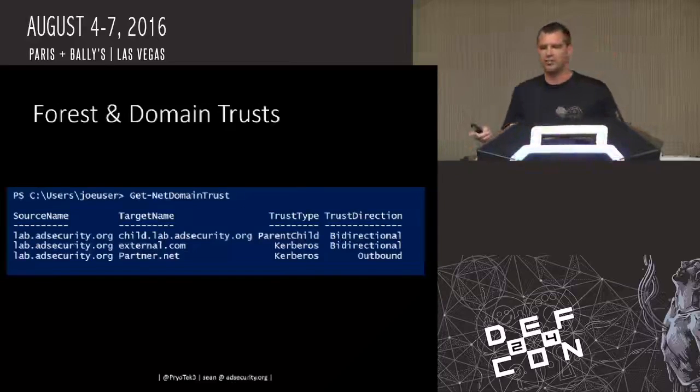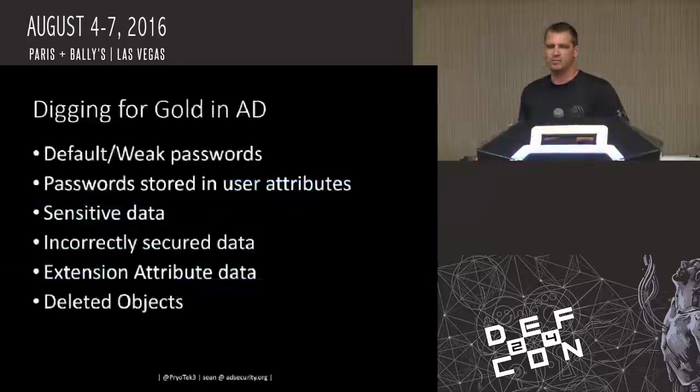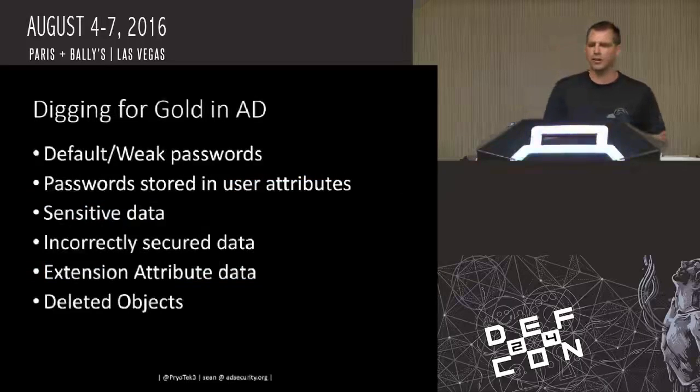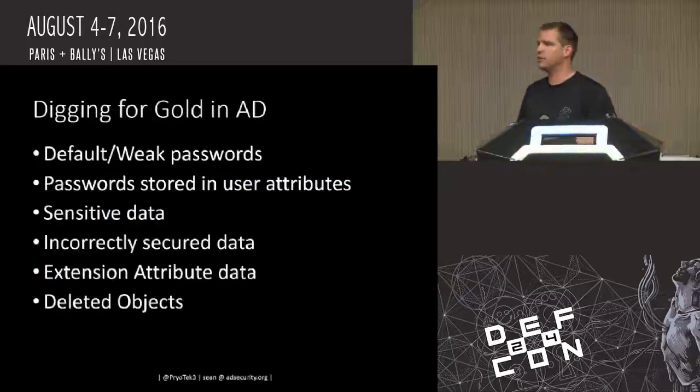And Will Harmjoy has covered a lot of good information about exploiting across trust. So when you dig for gold in Active Directory, you're looking for default and weak passwords, right? I found passwords stored in user attributes. So check the description fields for accounts. Check for the extension attributes, those custom attributes. Sensitive data can be stored in Active Directory because the administrator doesn't realize that all of these attributes, or at least most of them, are available for authenticated users to read.